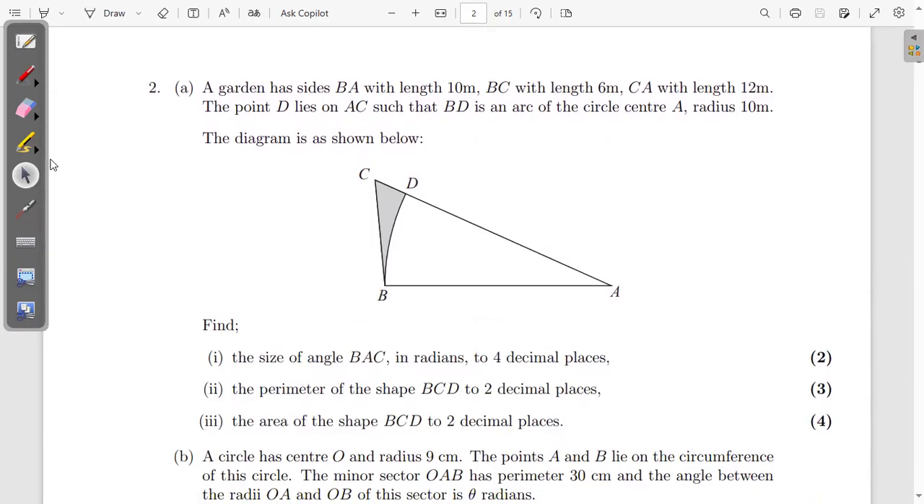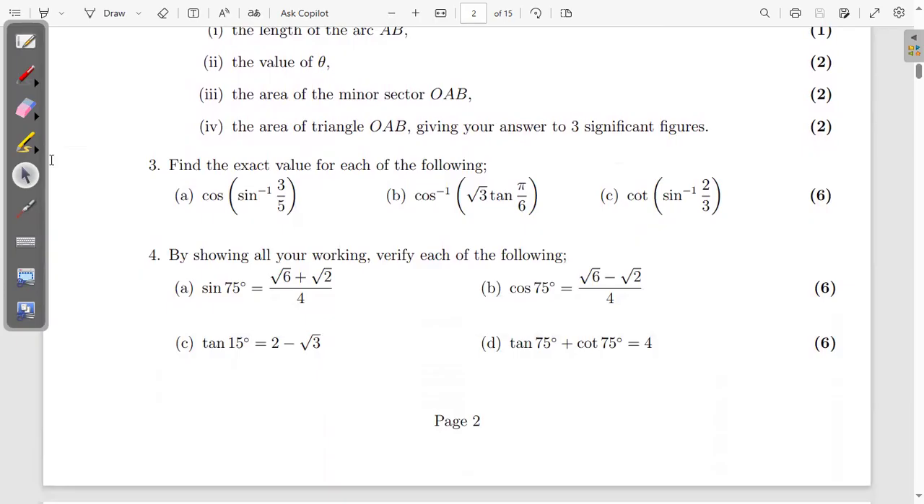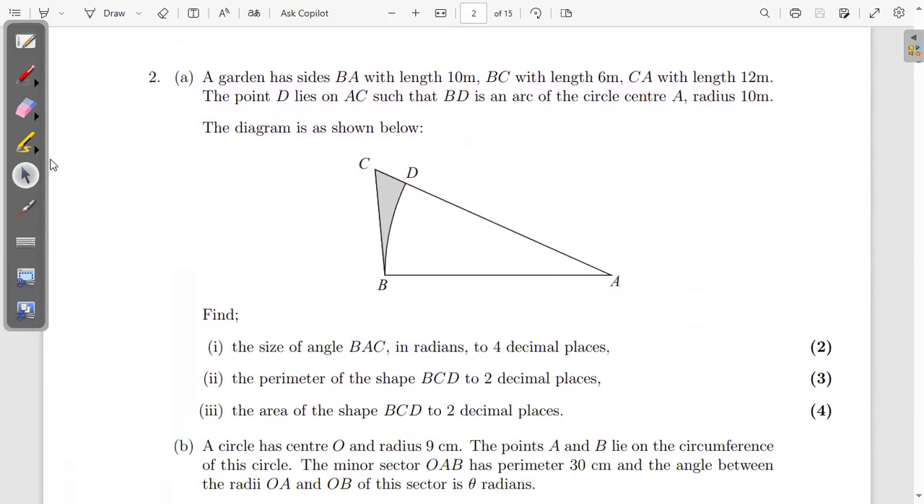So the first one, we are going to solve question 2 here, and then we are going on to solve question 3 and question 4. That will be what we'll be doing today. We'll solve these questions step by step, so if you have any questions concerning whatever I'll be explaining as I solve these questions, feel free to ask.